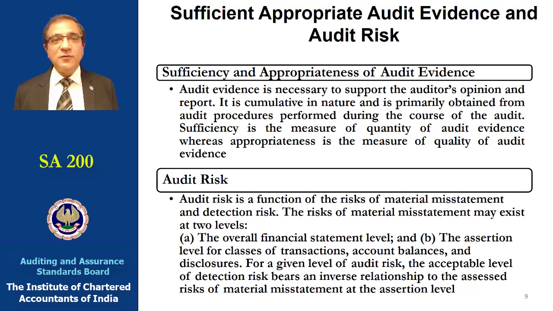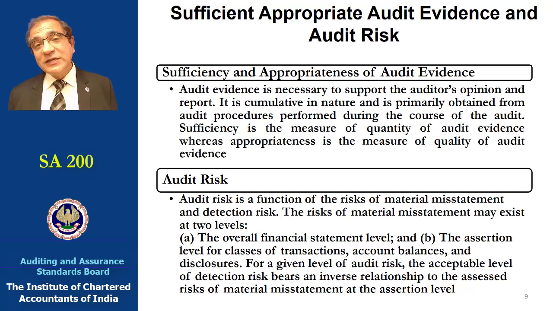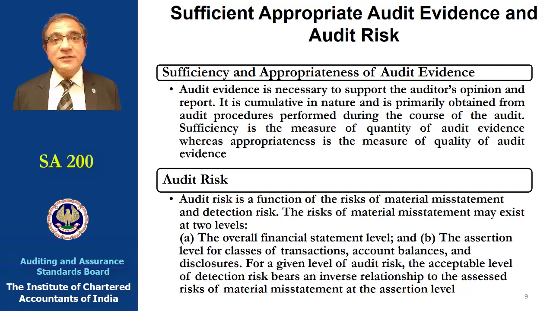Let's talk about the audit risk. Now, what is the audit risk? Risks which arise during the course of the audit are a function of the risk of material misstatement and the detection risk. So it's a combination of both. There can be a risk that there could be some errors and omissions which have gone into the financial statements or which could have been missed from the financial statements. And there can also be a risk that such errors or omissions may not be detected. Therefore, we call it a function of material misstatement and the detection risk.